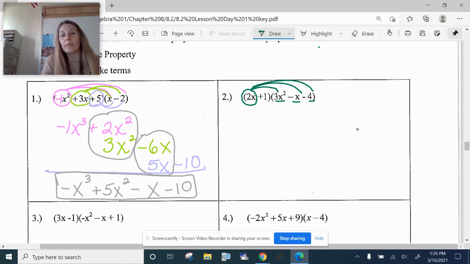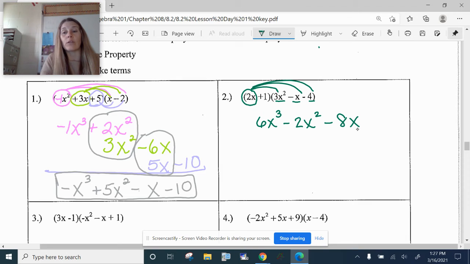So 2x times 3x squared is 6x cubed. Remember, you have to add those exponents. 2x times negative x will be negative 2x squared. Again, adding those exponents on the x's. And then 2x times negative 4 would be negative 8x. So notice, because I multiplied to 3 things, I have 3 things here.